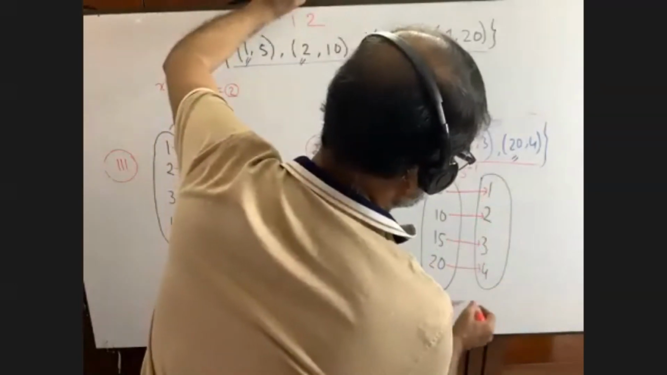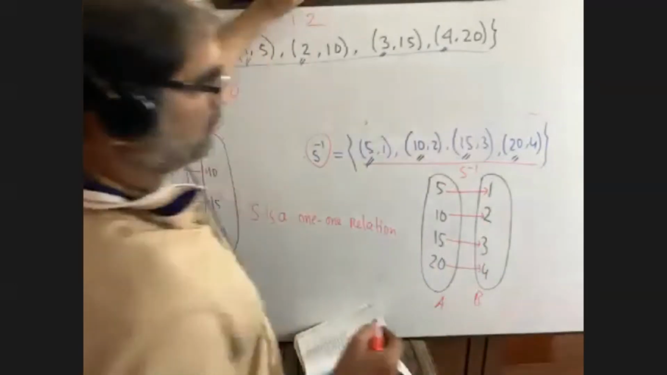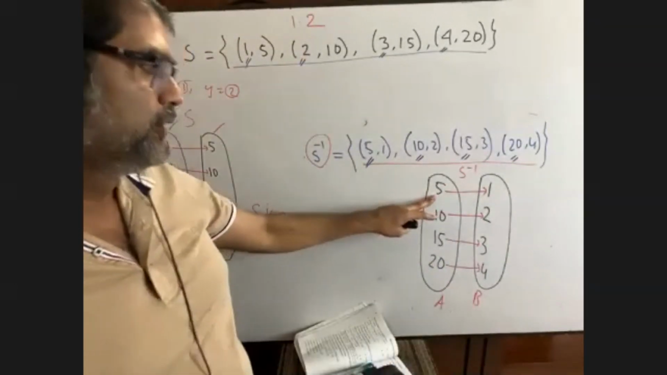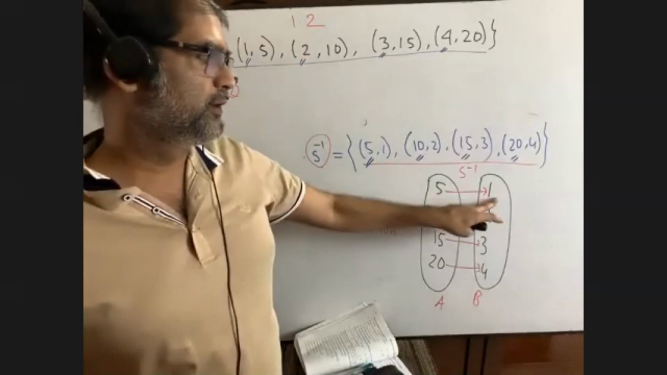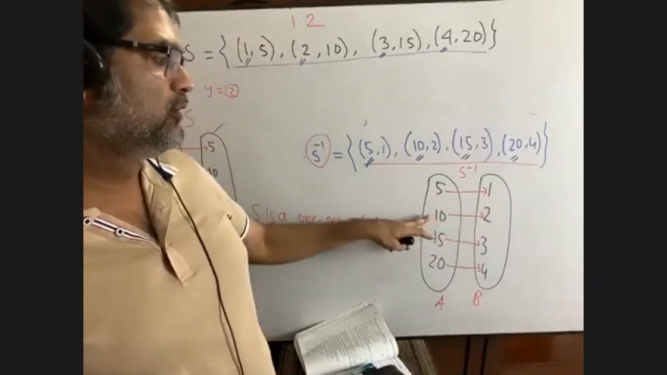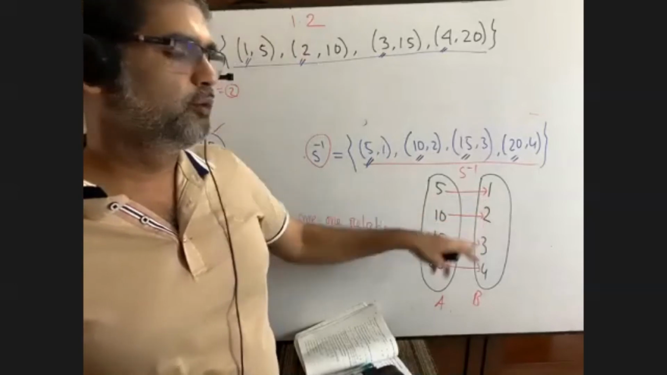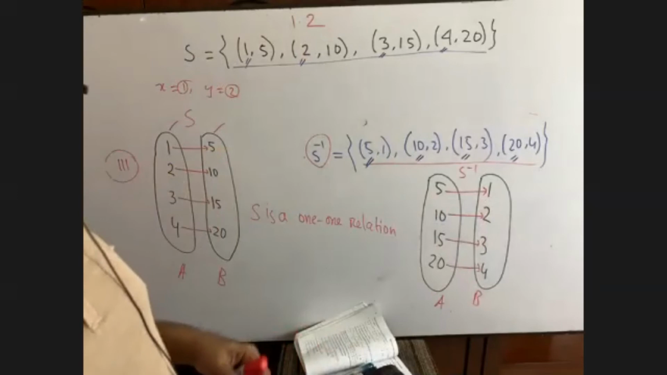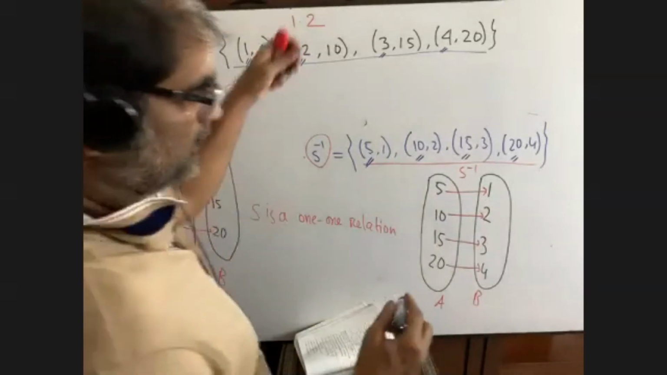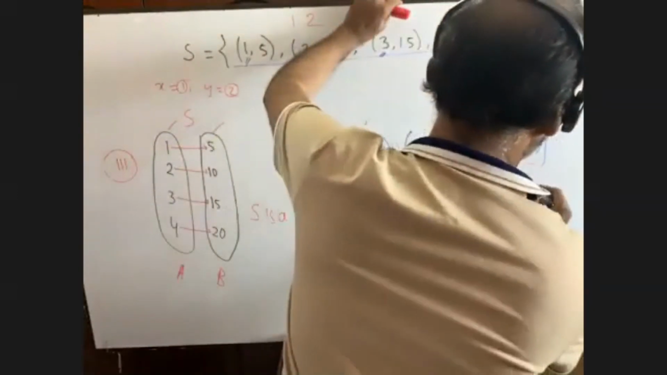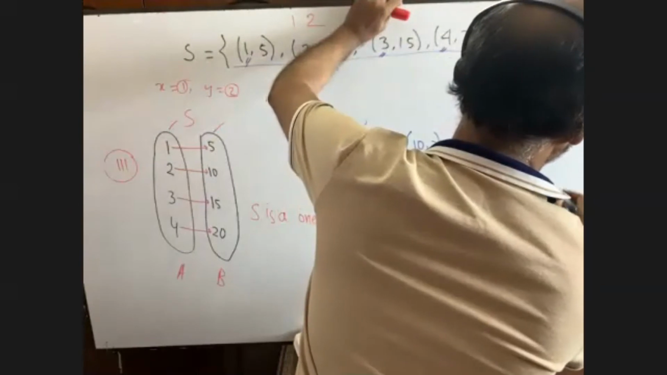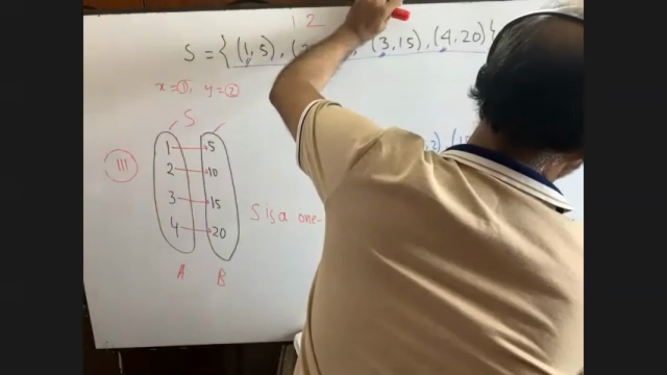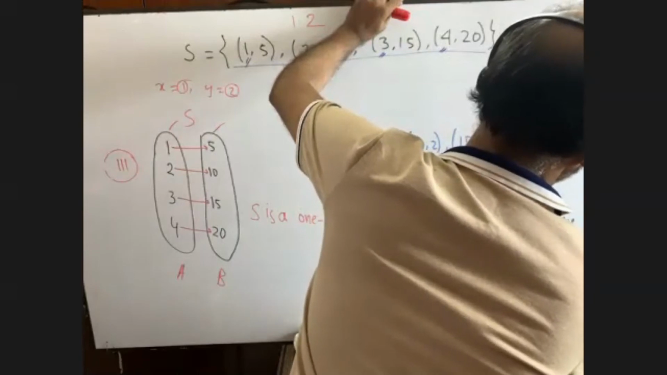Suppose it is A, it is B. So we see for one value of X, we have got one value of Y. We are not getting two values. Okay? So we can call S inverse is also a relation. Write down. S inverse is a 1-1 relation.